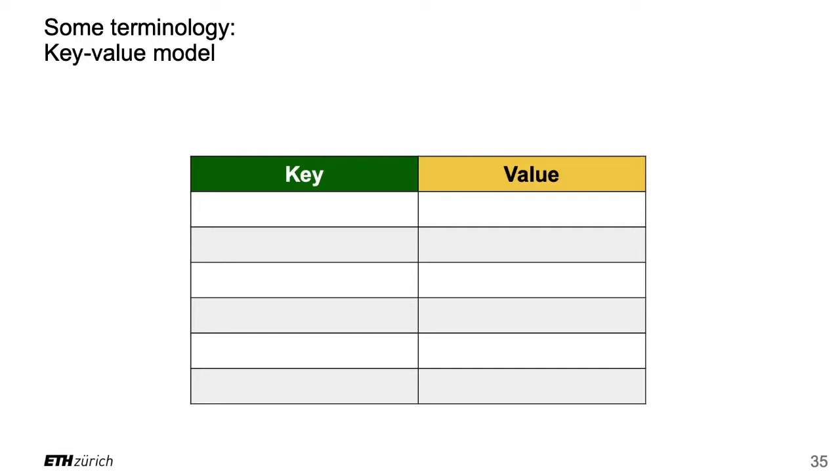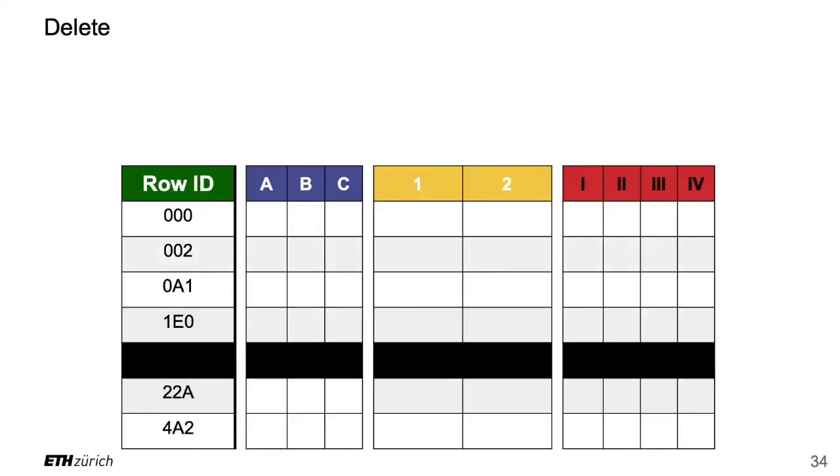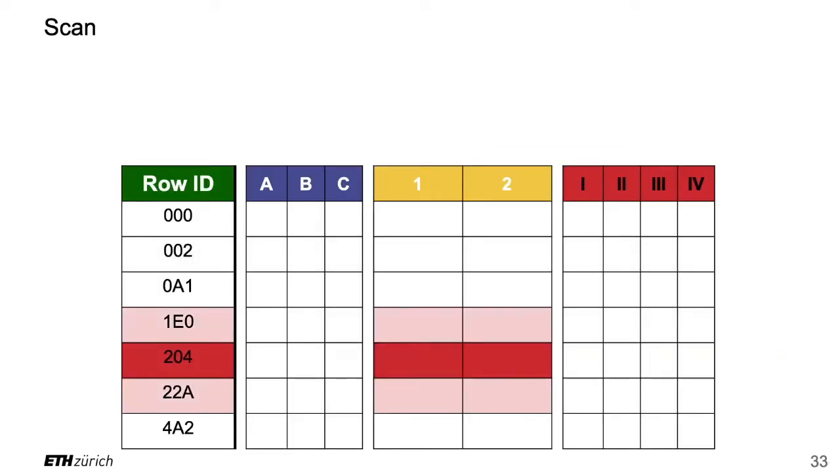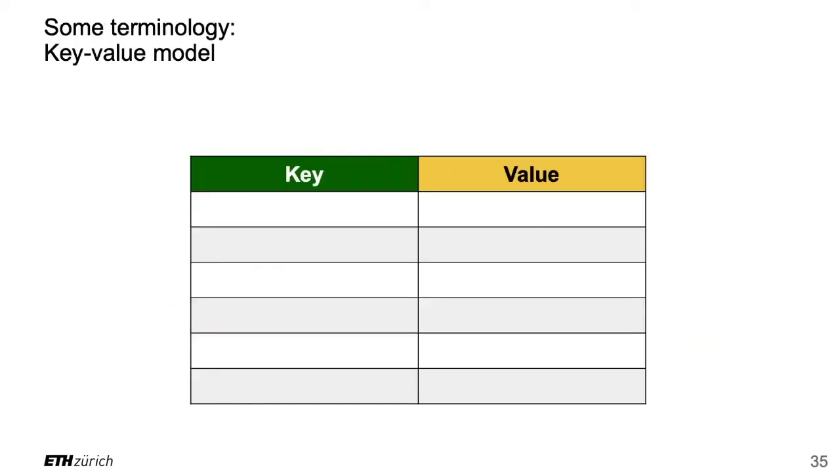And in HBase, we saw that there is a key value model in the sense that the row ID is the key and the rest of the row is the value, right? In fact, we'll see a key value model somewhere else on the physical layer as well, but I'm not telling you too much yet, all right?